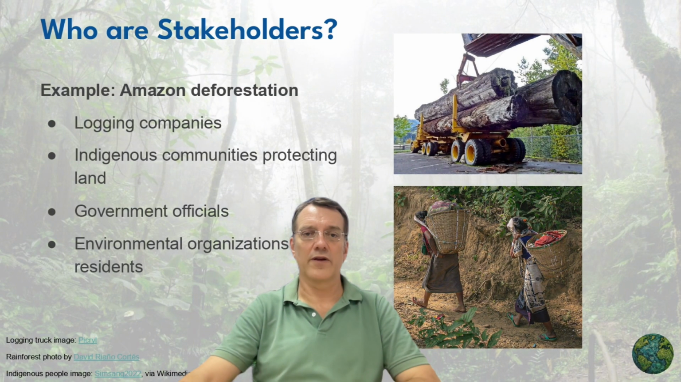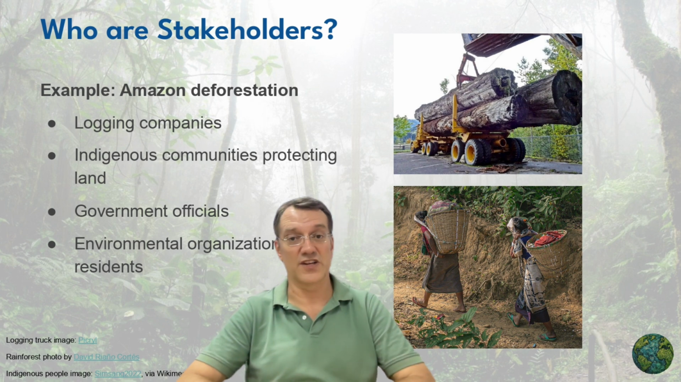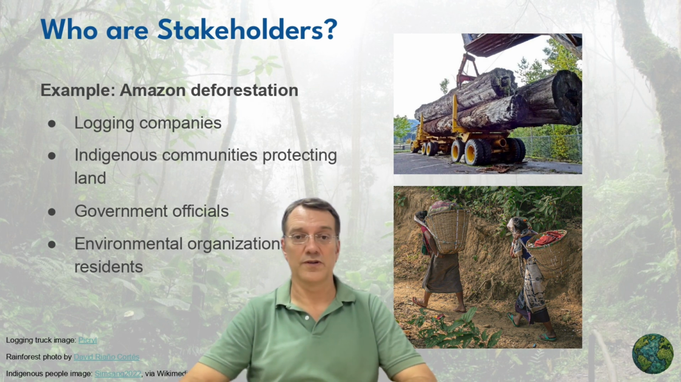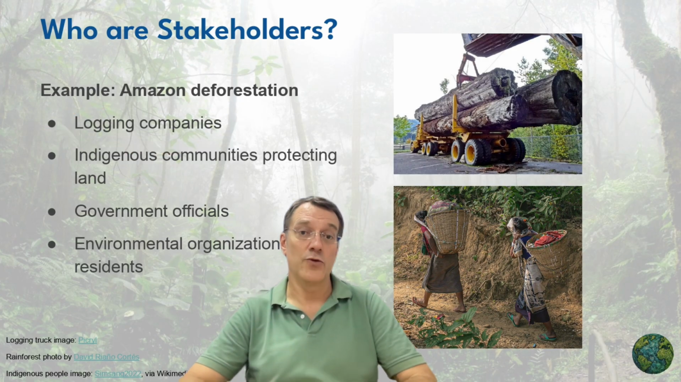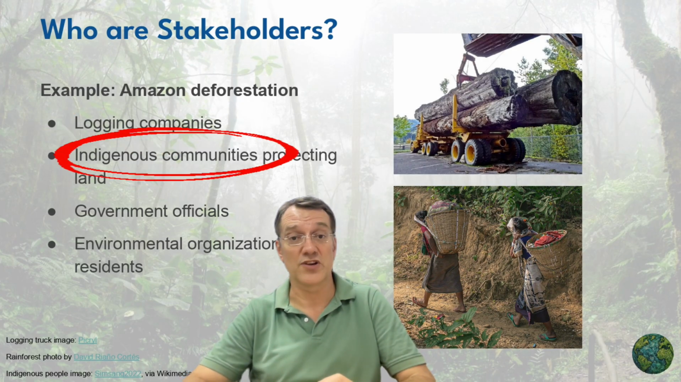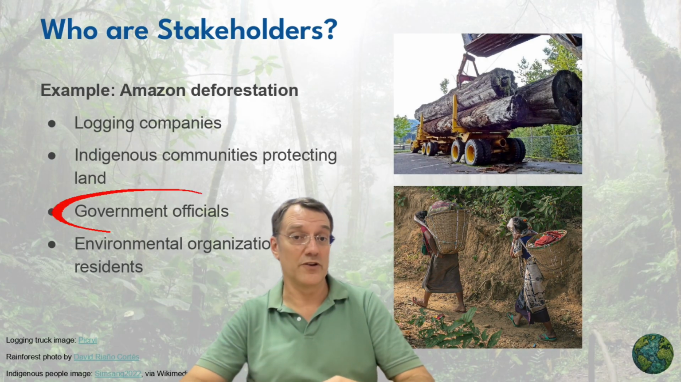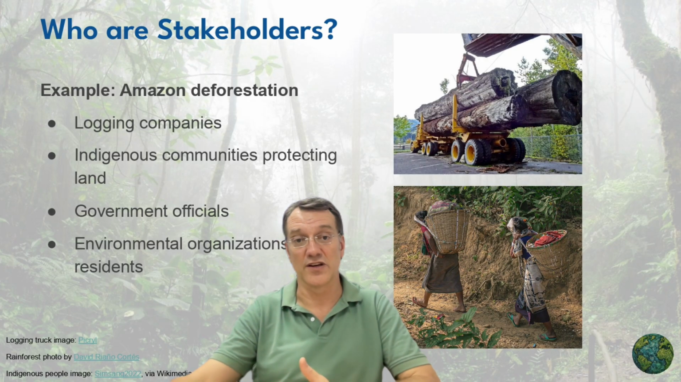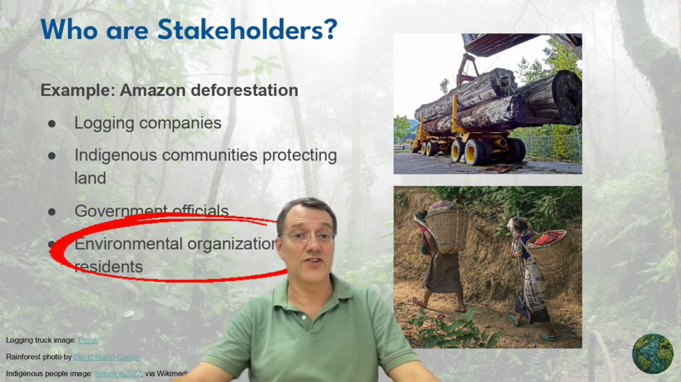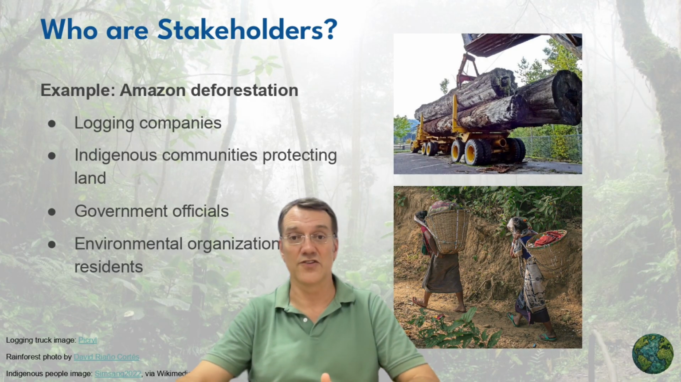Let's take a look at some concrete examples of stakeholders. Imagine the issue is Amazon deforestation. Who are the stakeholders? Well, you have logging companies who want to harvest timber for a profit. You have indigenous communities who are trying to protect their ancestral lands and their traditional ways of life. You have government officials who might be balancing economic development priorities with environmental protection. And you have environmental organizations and local residents who might be concerned about biodiversity loss and climate change.